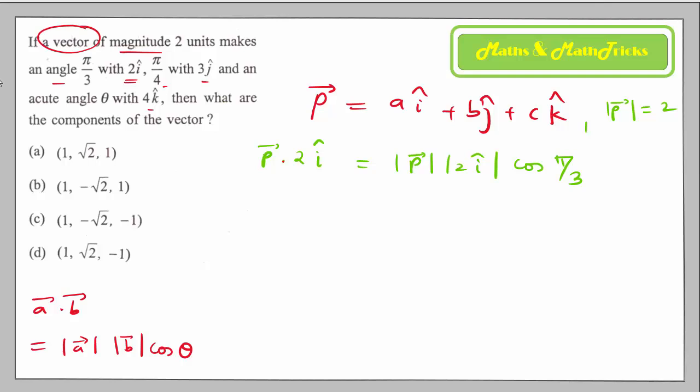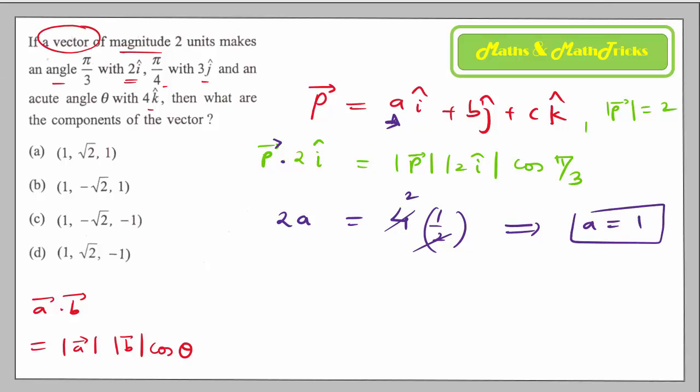Now, how do you perform p dot 2i cap? Component wise dot product, there is a formula. You know that i dot j goes to 0 because cos of 90 degrees is 0. So when you take the dot product of p with 2i cap, only the component a into 2 gets multiplied, and it will give you the result 2a. 2a is equal to, what is the magnitude of p given? 2. 2 into the magnitude of 2i, which is 2, so it's 4, cos of pi by 3 is half. So what are you getting? You got straightforwardly the component a value, that is 1.